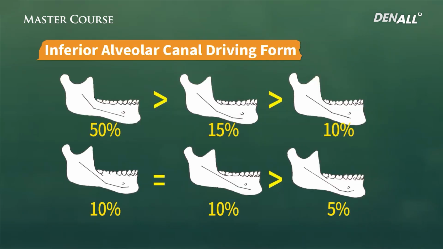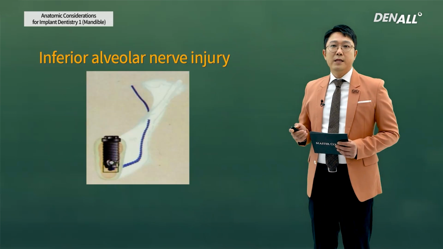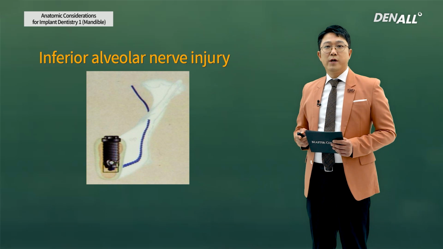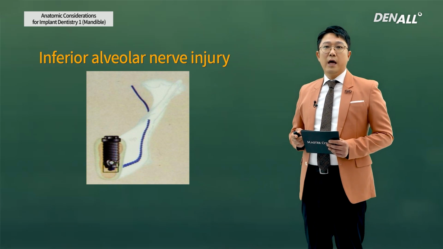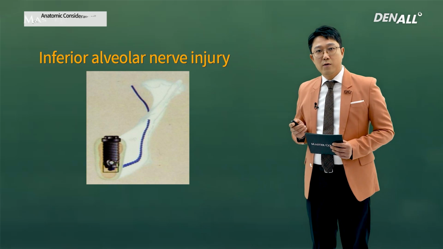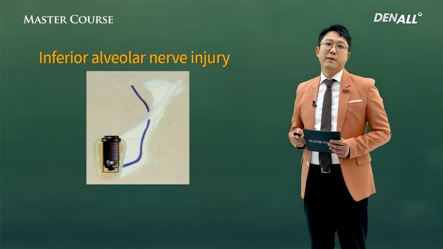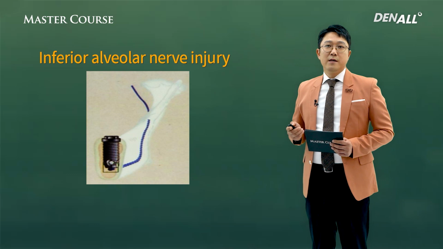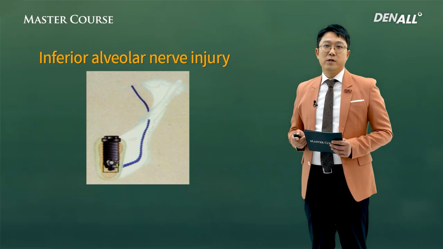Inferior alveolar canal is bent under the third molar, 50% of the cases. In terms of distance to teeth, it is closest to the root of the second molar. Inferior alveolar nerve is running in the inferior alveolar canal. When the nerve is injured, it will become an incredibly hard problem, catastrophe. There are many reasons for the injury.